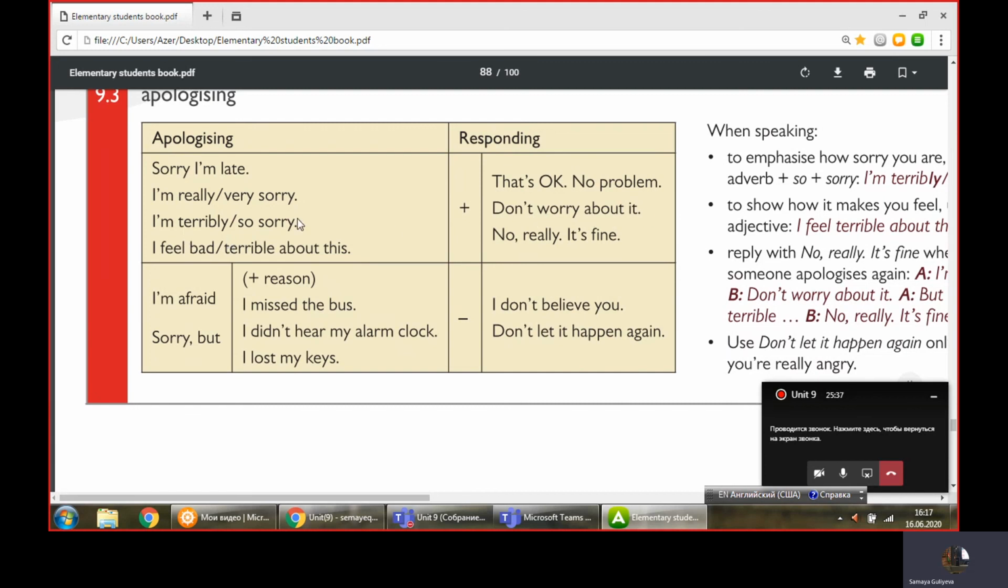"I am terribly sorry." "I'm so sorry." "No, really, it's fine." "I feel bad about it" or "I feel terrible about it." And the other expression for apologizing is "I am afraid," plus you define your reason why you are afraid. For example, "I am afraid I missed the bus," and "Sorry, but I didn't hear my alarm clock." And these responses are negative. For example, "I don't believe you," "Don't let it happen again."